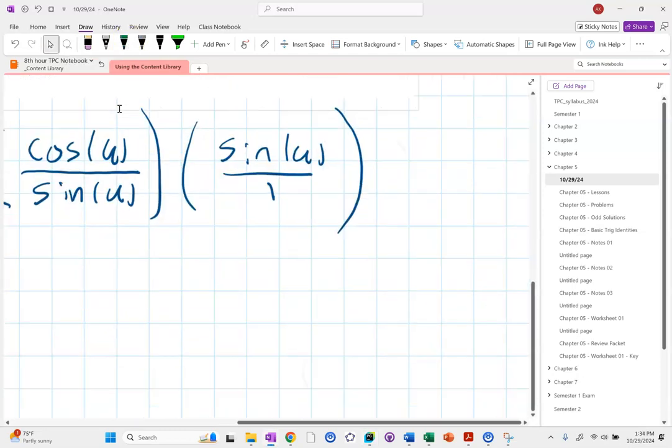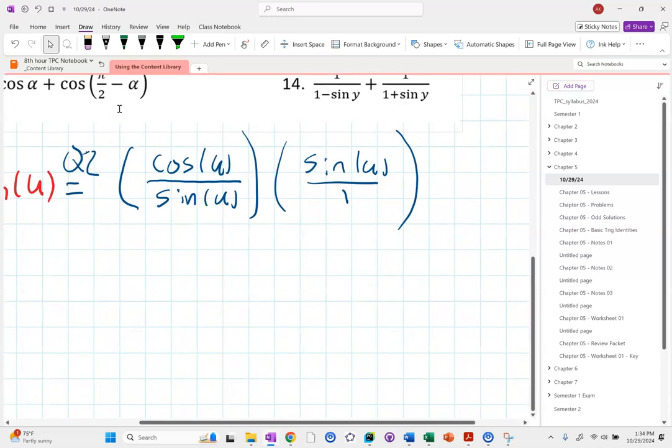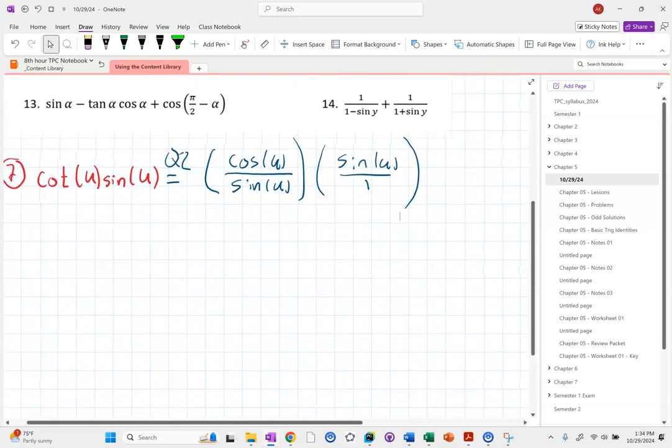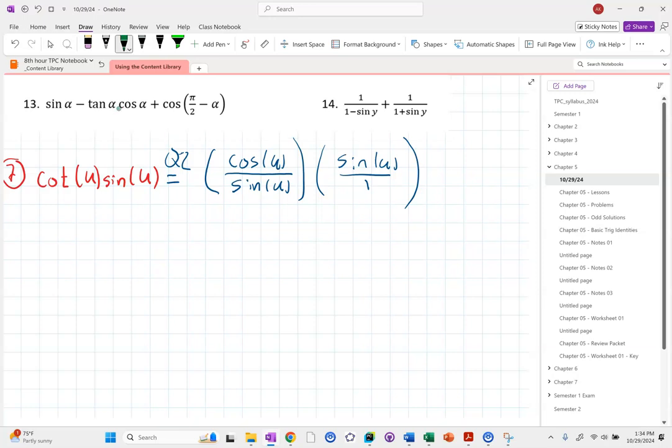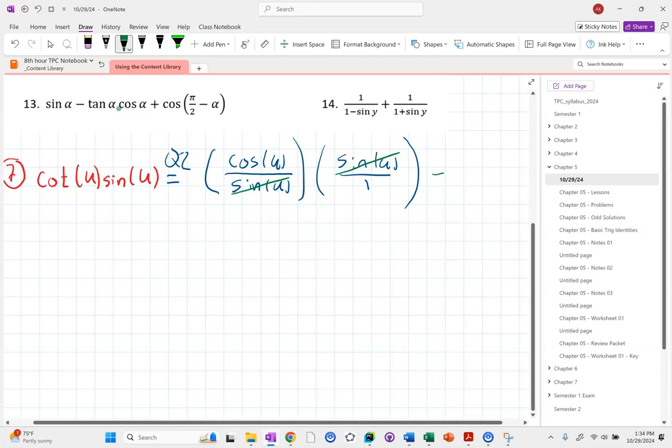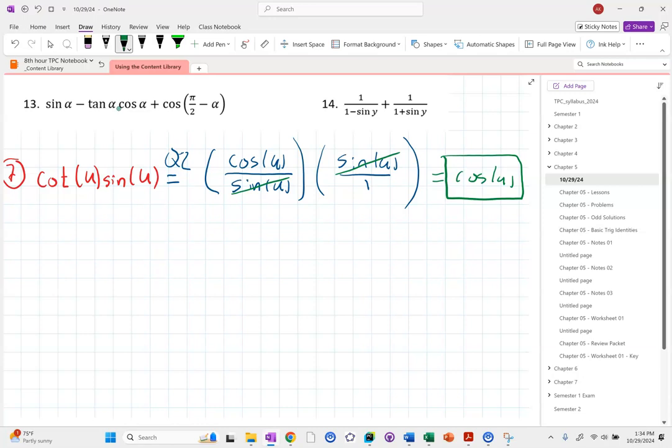So now we're here. We have cosine U over sine U times sine U over 1. So algebra or identity? What do you think we need to do here? Great. What can we do? That's great. So we're left with just cosine U. That's a single trig function with no fraction. That's our final answer. We're done. Good job.